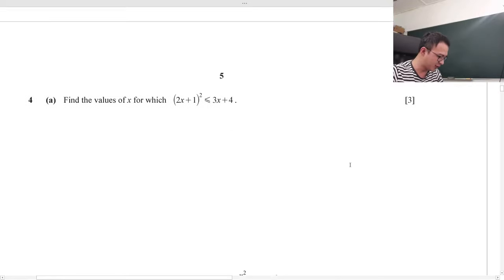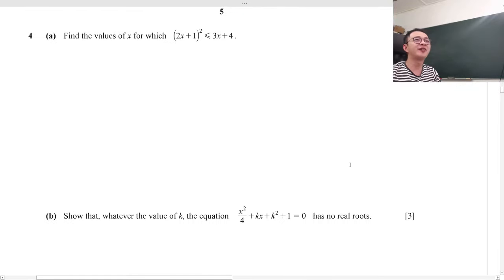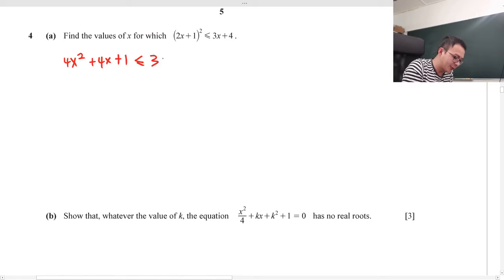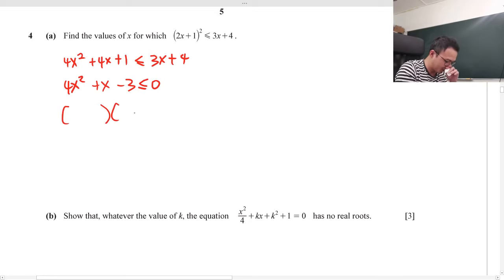Alright, let me move on to the next one. Find the value of x for this one. So you should know this is a quadratic inequality. What you need to do over here is basically expand the equation. After you expand the equation, and then you solve it. Alright, so this one should be 4x squared plus 4x plus 1, after I expand it, less than or equal to 3x plus 4. Then I move everything to one side, minus 3x, I get 4x squared plus x minus 3 less than or equal to 0. Then I will factorize it.